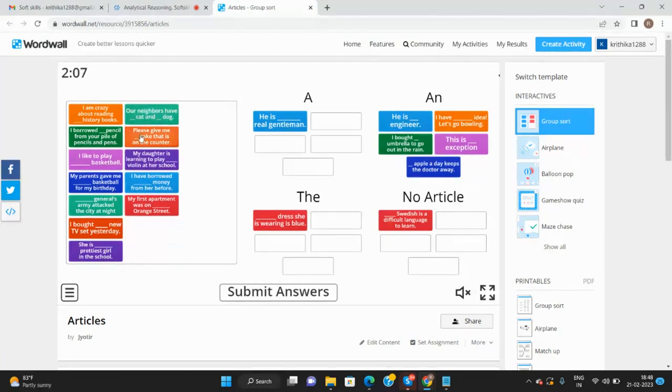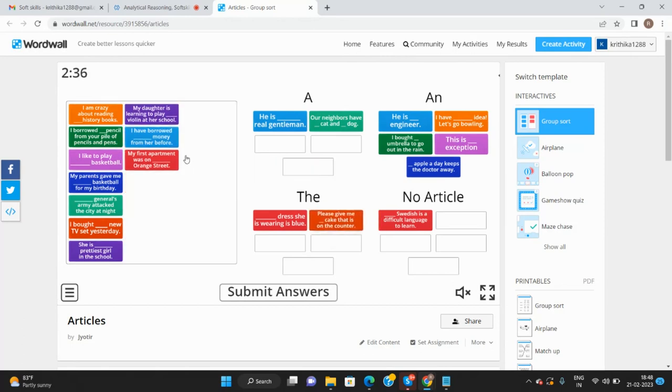Okay. Our neighbors have dash cat and dash dog. Have a cat and a dog. Please give me dash cake that is on the counter. It's a specific cake on the counter, so it should be the. Very good. My daughter is learning to play dash violin at her school. The violin. Okay. Next.